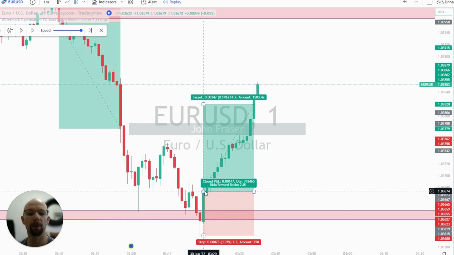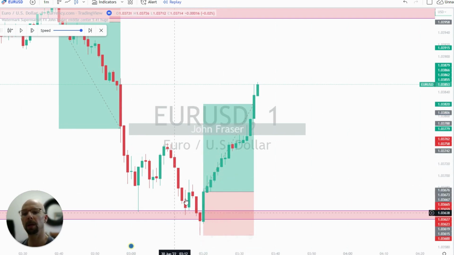So you would have entered in on the close, and this was a 1-to-2. You would have taken partials halfway, moved your stop loss to break even, and you would have done this as well. So if you would have been trading during this time of the night, depending on where you are, this would have been fantastic for you. You would have had a few trades that did really well.